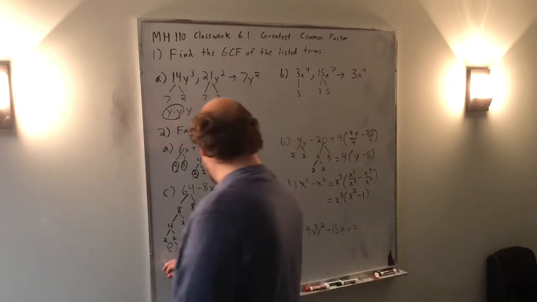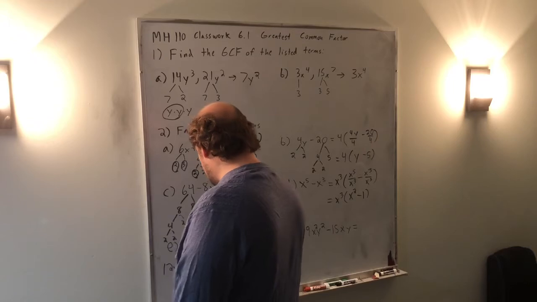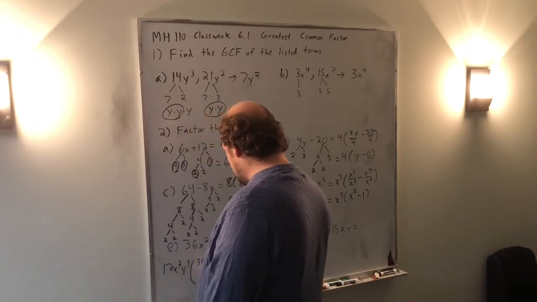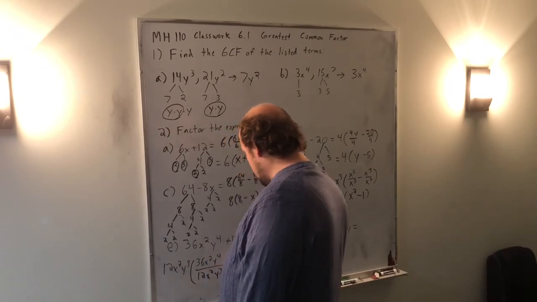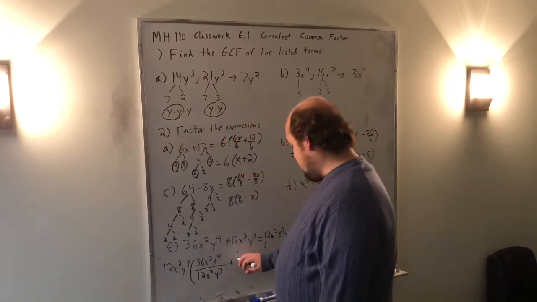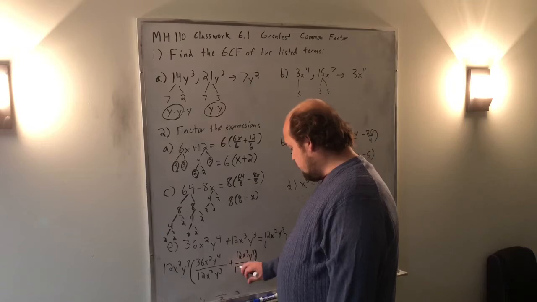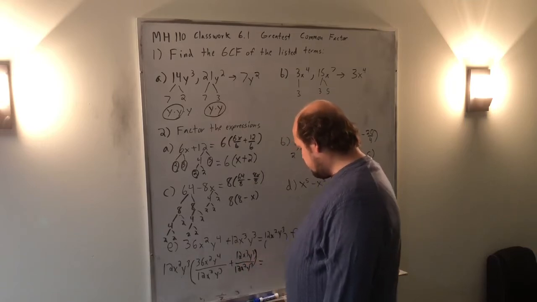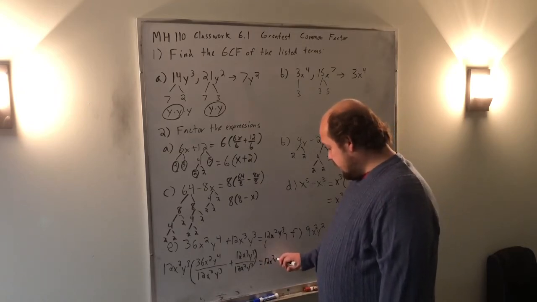Specifically, when I take 12x squared y to the third out, what's left behind is 36x squared y to the fourth divided by 12x squared y to the third plus 12x to the third y to the third divided by 12x squared y to the third. So the 12x squared y to the third is outside.